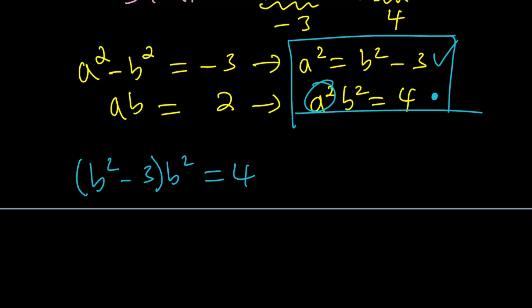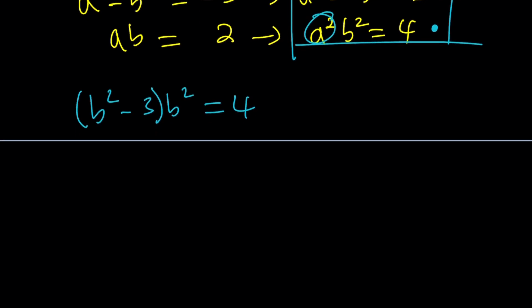Get it? Cool. Now, what am I going to do with this? Distribute, but before I distribute, can I use substitution? Because substitution is, I think, awesome, and you should always use it. Okay, try to find ways to use substitution. Let's go ahead and set b squared equal to c, and let's just remember something. B and a are real numbers. So now b squared is equal to c. So let's replace it with c minus 3 times c is equal to 4.